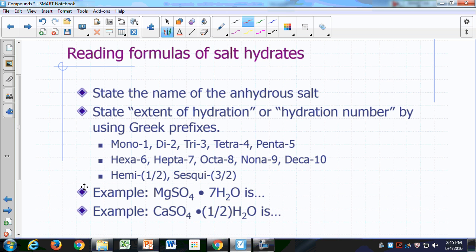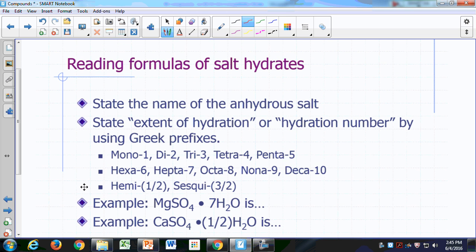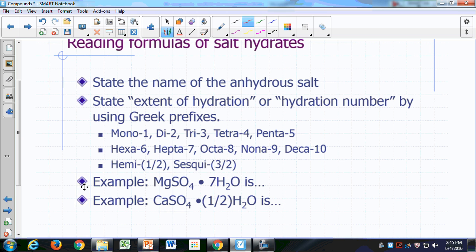First, let's talk about how we're going to read the formulas of salt hydrates. Given the formula of a salt hydrate, all you have to do is state the name of the anhydrous salt, and then you specify the extent of hydration, or the hydration number, using Greek prefixes. So here you can use mono for 1, di for 2, tri for 3, tetra for 4, penta for 5, hexa for 6, hepta for 7, octa for 8, nona for 9, deca for 10. Those are the common ones you encounter.